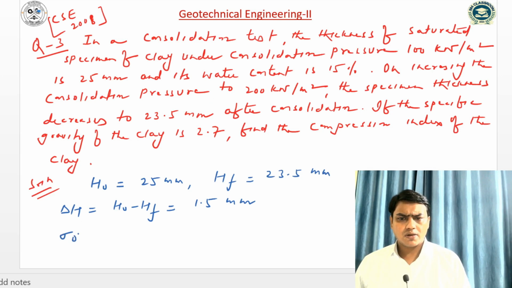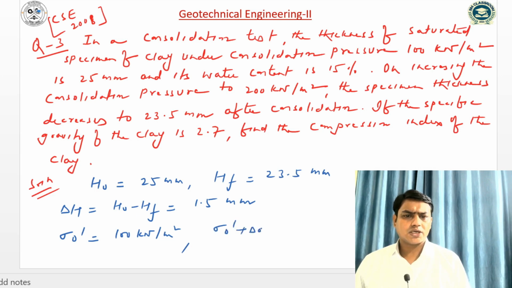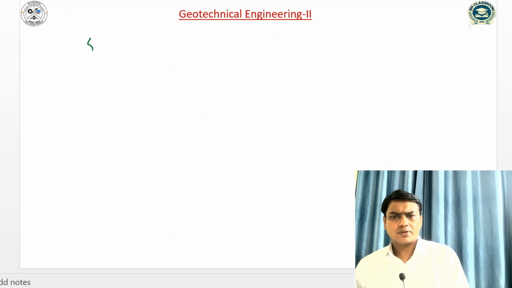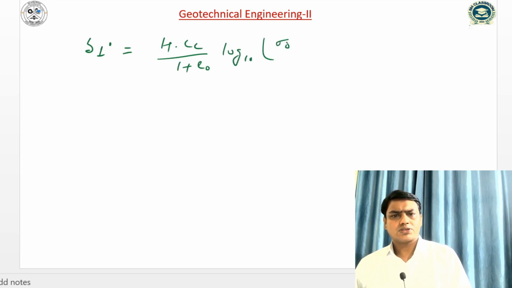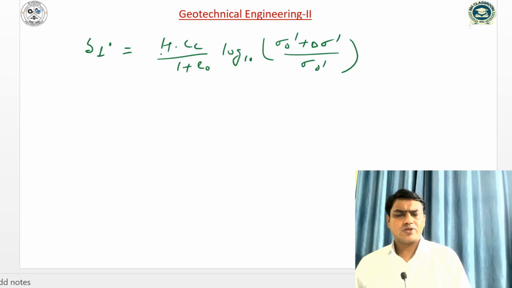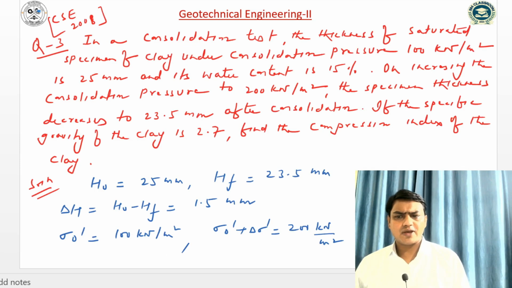So sigma 0 dash is how much? 100 kilonewton per meter square, and sigma 0 dash plus delta sigma dash is 200 kilonewton per meter square. So we know that the primary consolidation settlement S is H into Cc divided by 1 plus e naught, log to the base 10 of sigma 0 dash plus delta sigma dash divided by sigma 0 dash. So we know the value of H. The settlement is 1.5 mm.